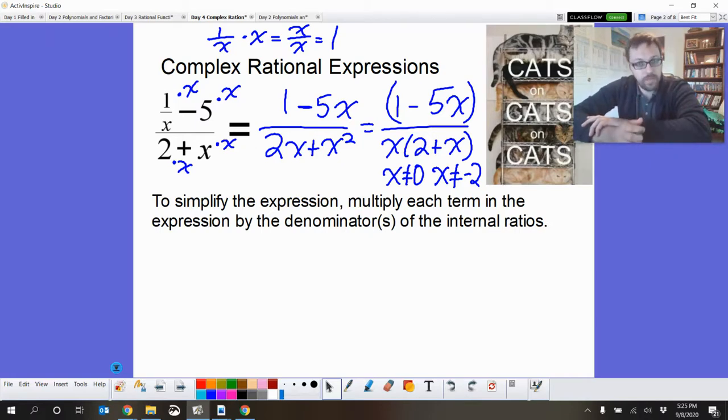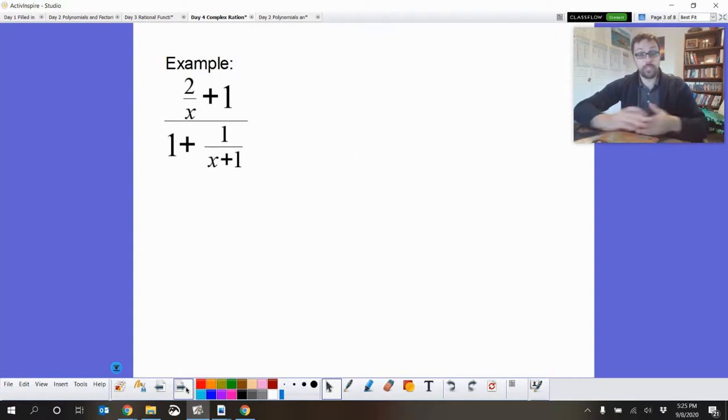To get rid of them, we're going to multiply every term by whatever denominator we're trying to get rid of. So in this example right here, I don't like that divide by x in that single term. To get rid of it, I am going to multiply all of these terms, the 1 over x, the 5, the 2, and the x, by that x, and that is able to get rid of that fraction inside of my fraction.